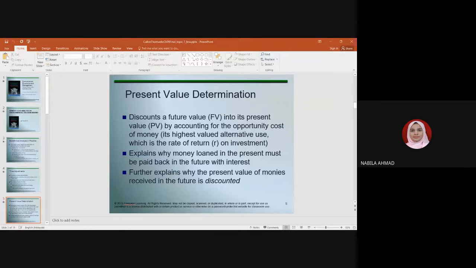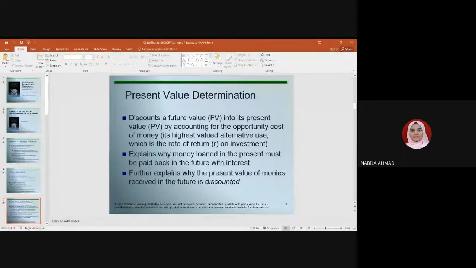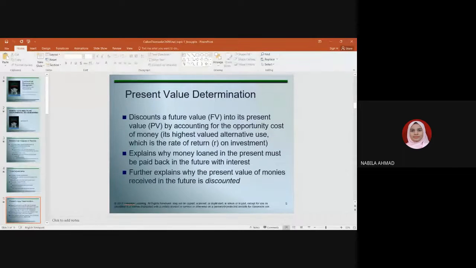Sekiranya seseorang itu dia nak pinjam daripada kita RM200. Okay, RM200. Dan dia promise untuk bayar balik pinjaman itu dalam masa setahun daripada sekarang. Okay. Jadi berapakah amount yang dia perlu bayar balik? It is basically kita kata time value of money. Dalam Islam dia perlu bayar RM200 juga. Betul tak? Tak boleh ada any interest and so on.